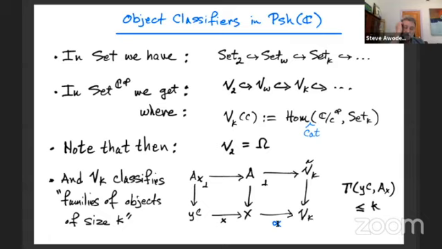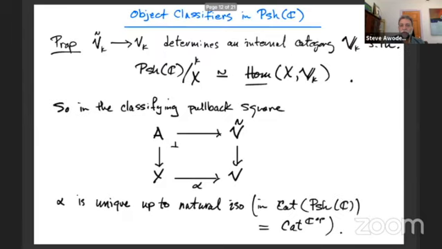And this alpha here, the classifying map, is blue to remind me to now mention the fact that this is not unique, but it is unique in a certain way that we can explain like this. If we look at this object classifier, VK, it determines an internal category, which I'll write there as bold VK, by the familiar construction of the full internal subcategory of a map. And that internal category in fact represents, by homing in, a presheaf of categories, and that presheaf of categories is equivalent to these slices, the slices of presheaves over X, where I restrict to small maps of size K.